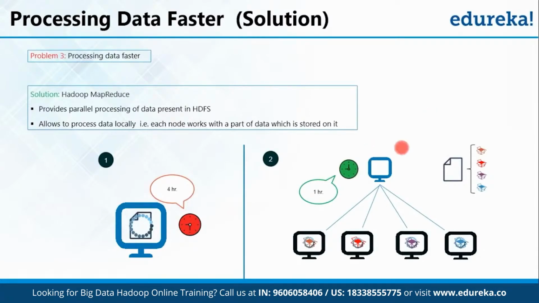So consider this as our master and these are our slaves. The data is stored in these slaves. One way of processing this data is to send it to my master node and process it over here. But what will happen if all of my slaves send the data to my master node? It will cause network congestion plus input-output channel congestion, and at the same time, my master node will take a lot of time to process this huge amount of data.